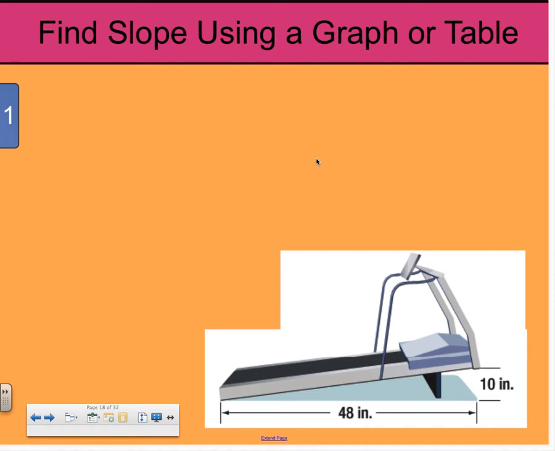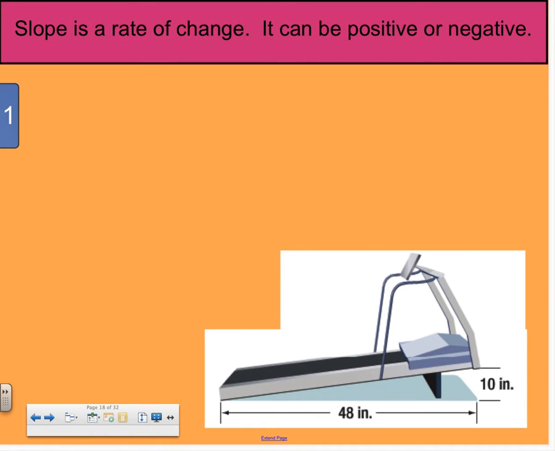Okay. Find slope using a graph or a table. Go ahead and read this with me. Ready?